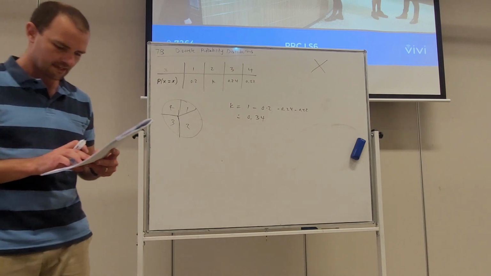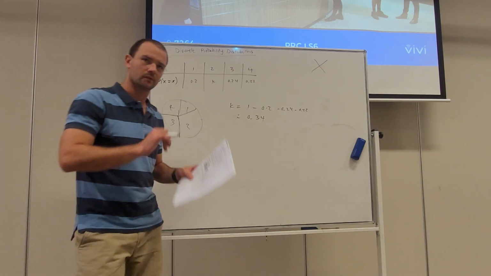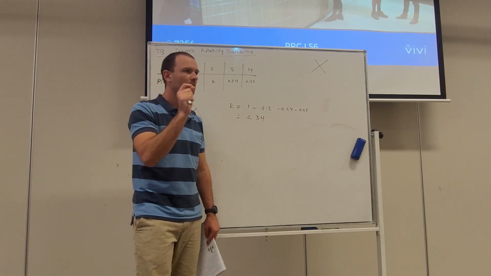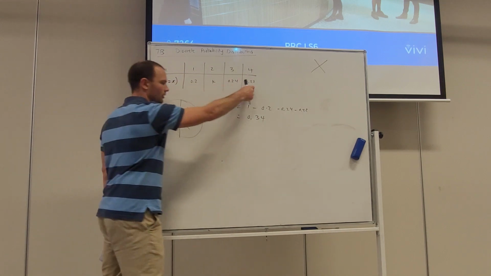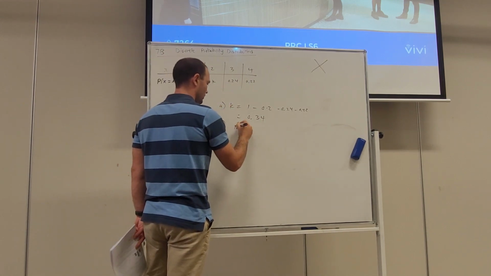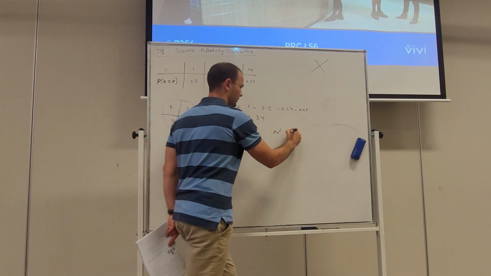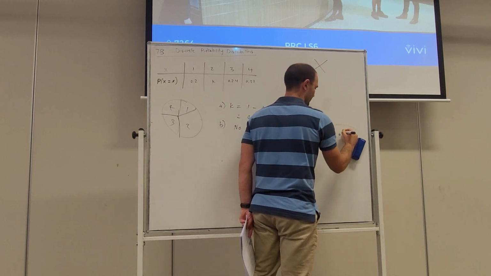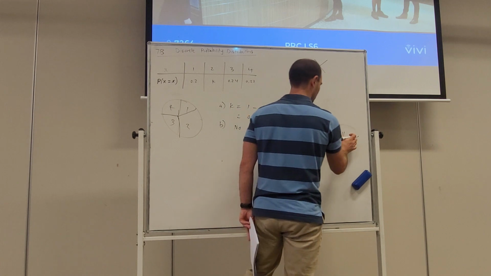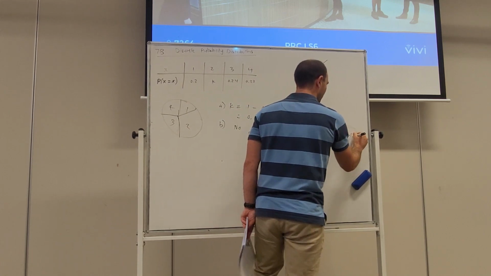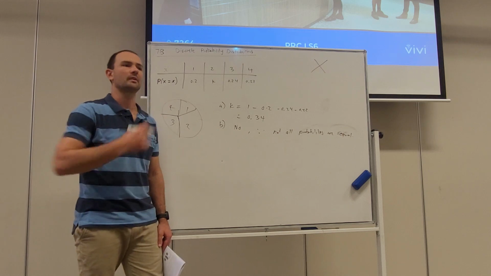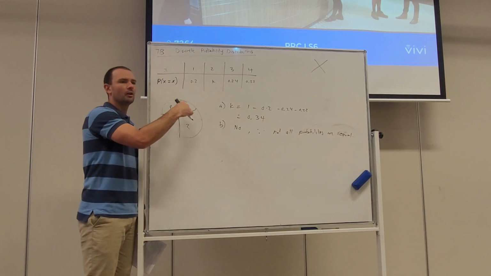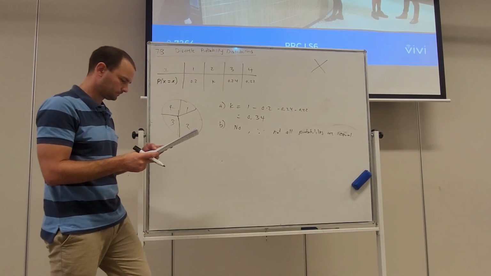Move on. Is this a uniform discrete distribution? A uniform discrete distribution is a special case where all probabilities are equal. Are all probabilities equal? No, because all events are not equally likely. An example of a uniform discrete probability is rolling a dice, right? If it's a fair dice, each event has a probability of 1 in 6. If it's a fair spinner, each event has a probability of 0.25.